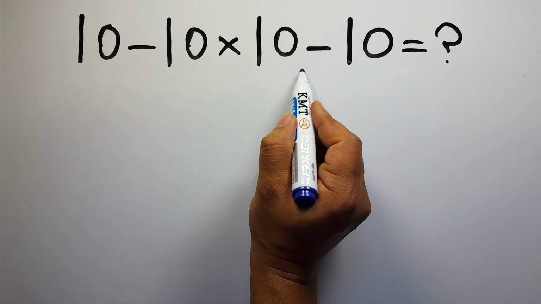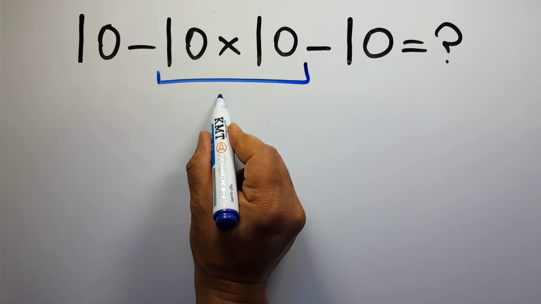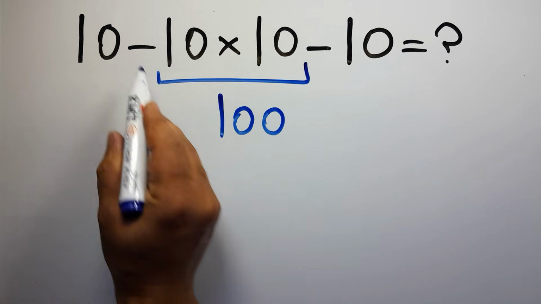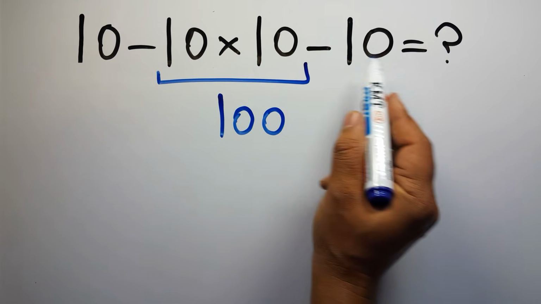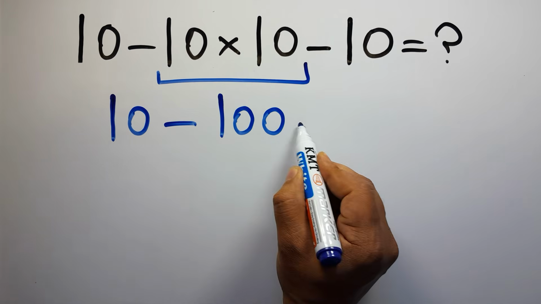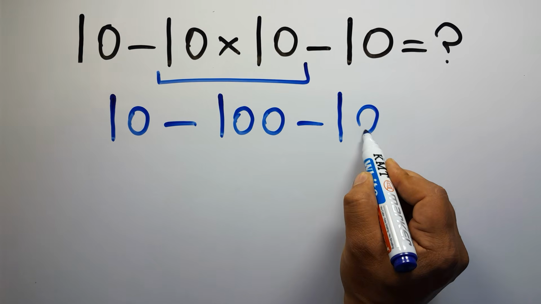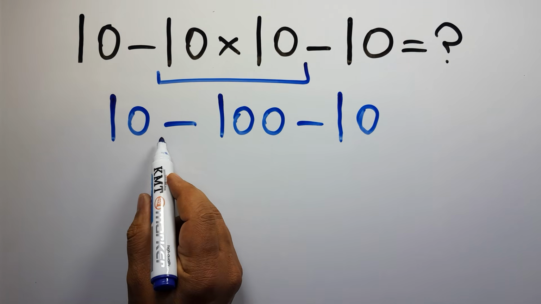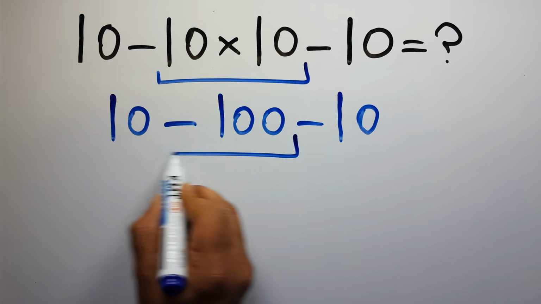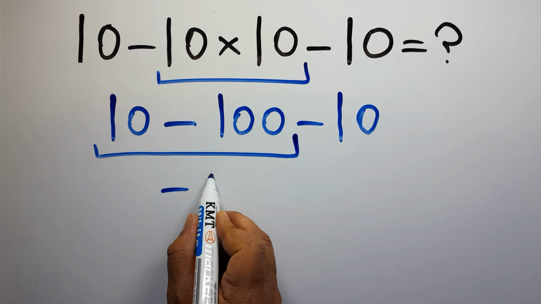10 times 10 is just 100. So 10 minus 100, then minus 10. Now we have to do this subtraction. 10 minus 100 is just negative 90.